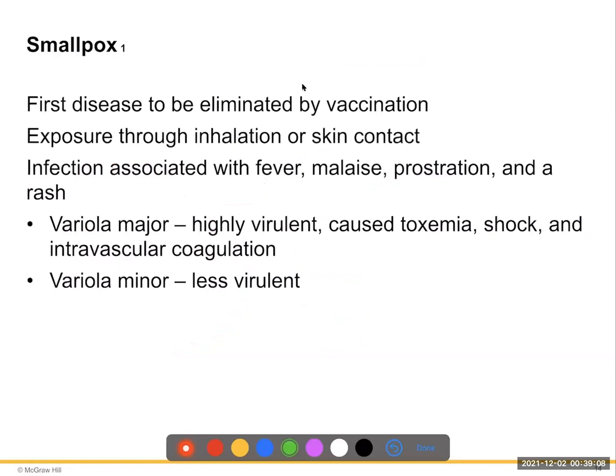Okay. Smallpox. Smallpox was the first disease to be eliminated by vaccination, completely wiped off the face of the earth. Exposure is through inhalation or skin contact. Infections are associated with fever, malaise, prostration, and rash. The variola major is highly virulent, causing toxemia, shock, and intravascular coagulation. Variola minor was less virulent than the variola major.